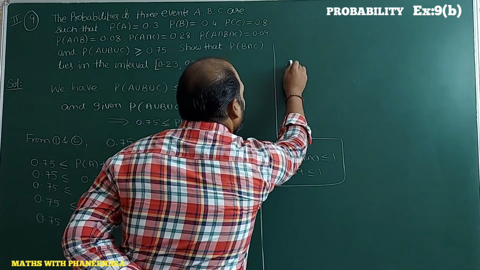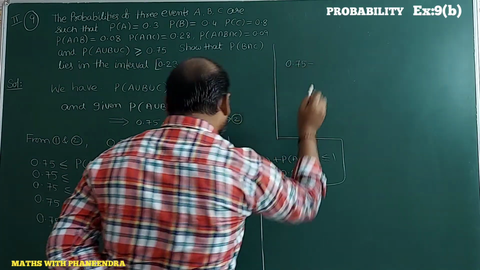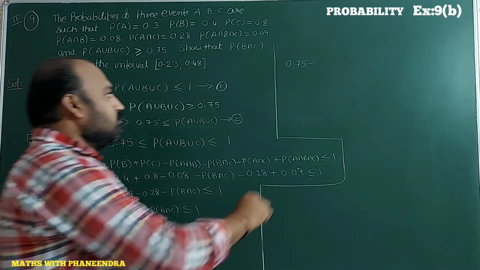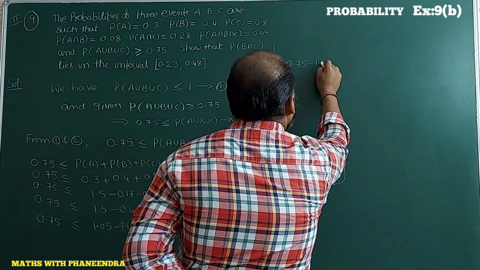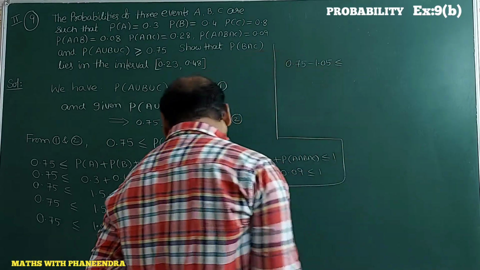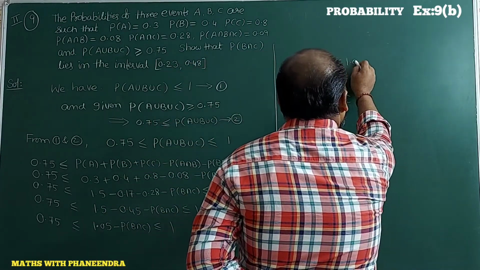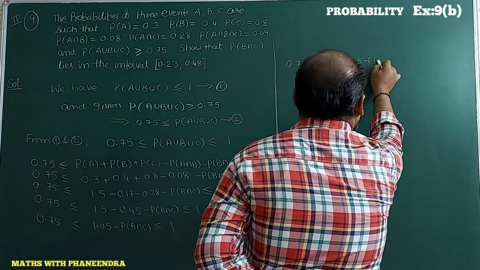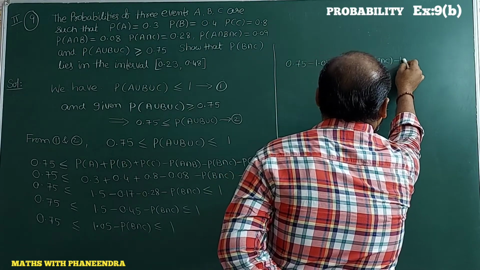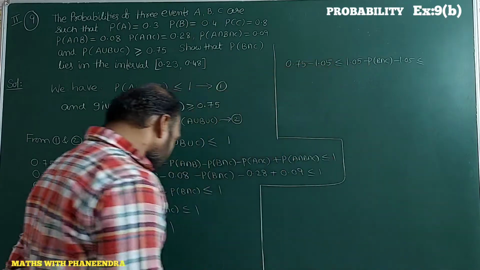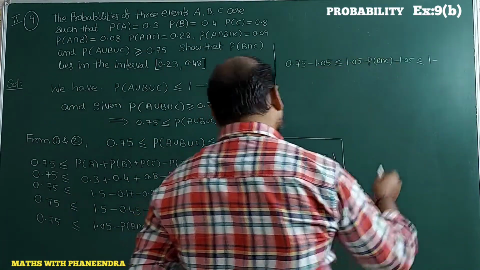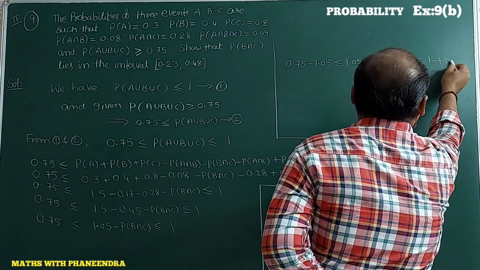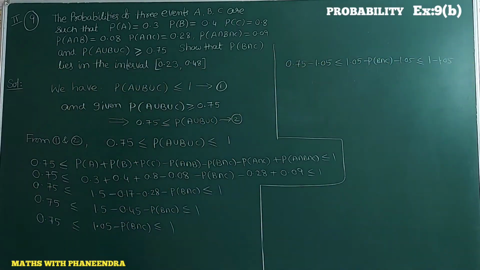So 0.75 minus 1.05 is less than or equal to 1.05 minus P of B intersection C minus 1.05 is less than or equal to 1 minus 1.05. We are subtracting.